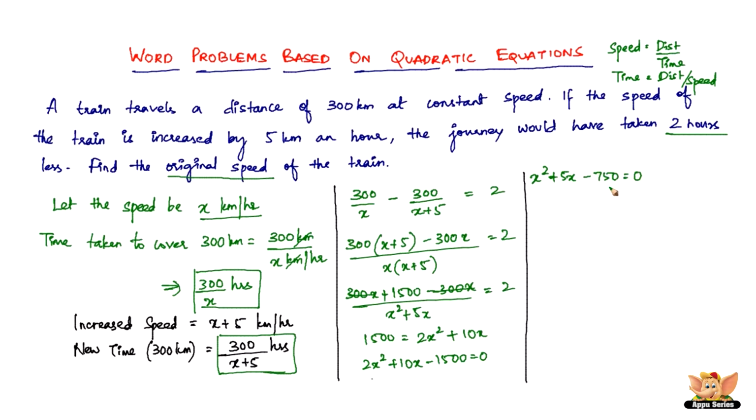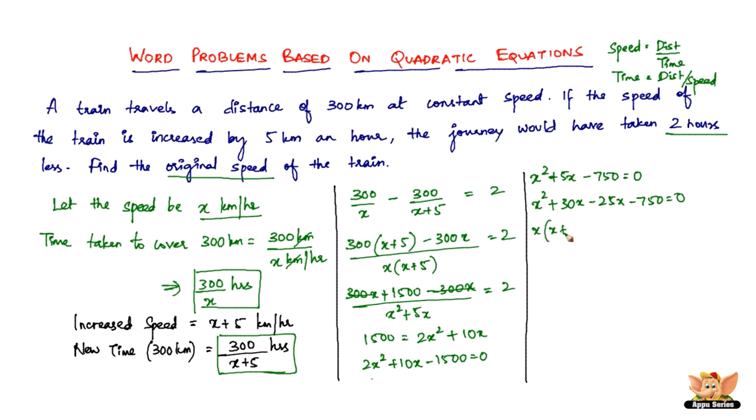Now factorize 750 such that you get 5. 25 times 3 is 75, so 25 times 30 should be 750, and 25 and 30 differ by 5. So x squared plus 30x minus 25x, as 30 minus 25 gives you 5. At the same time, 30 times 25 gives you 750. So minus 750 equals 0.